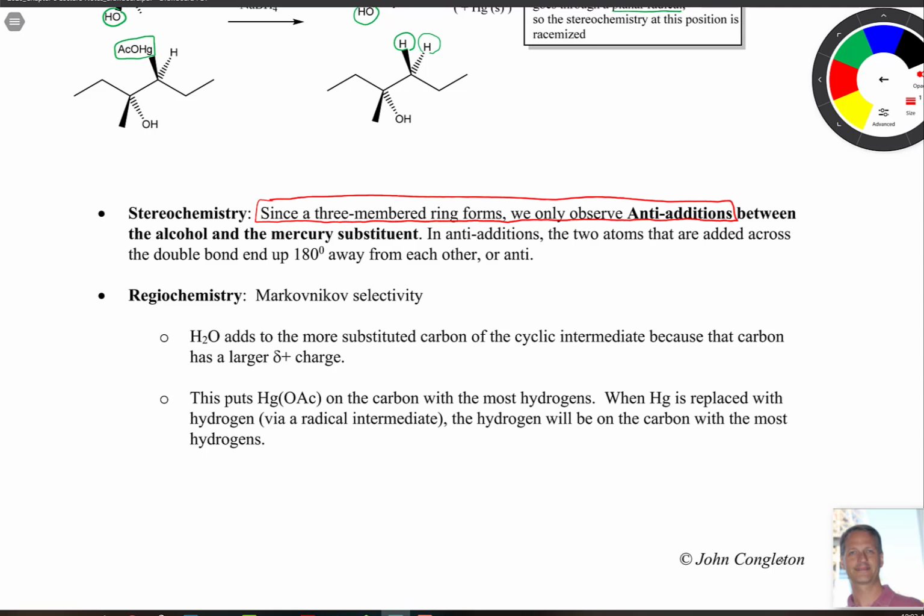All right. The regiochemistry: H2O adds to the more substituted carbon of the cyclic intermediate because that has a larger delta plus charge. We kind of talked about that above. Because of that, that puts the HgOAc part on the carbon with the most H's, which then eventually is replaced with a hydrogen atom, right? So that gives us the rich get richer type of addition there.